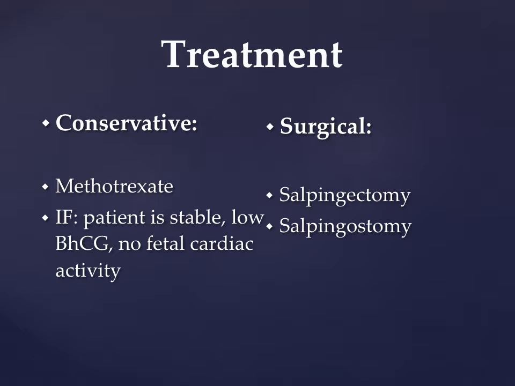Salpingostomy is the removal of a portion of the fallopian tube. Salpingectomy is the removal of the entire affected fallopian tube. Salpingectomy is the procedure of choice if the fallopian tube is ruptured or otherwise disrupted, bleeding is uncontrolled, or the fetal sac is too large to remove with salpingostomy.